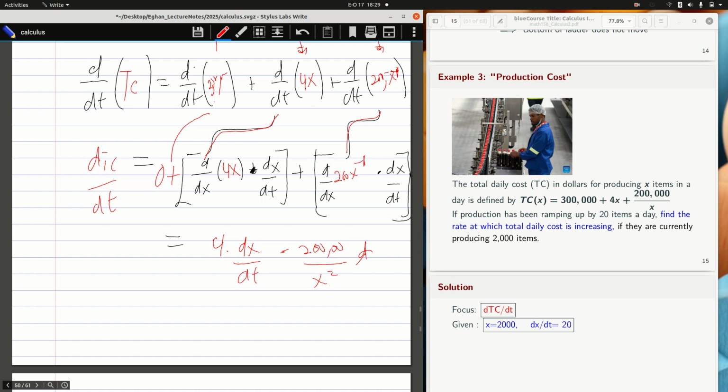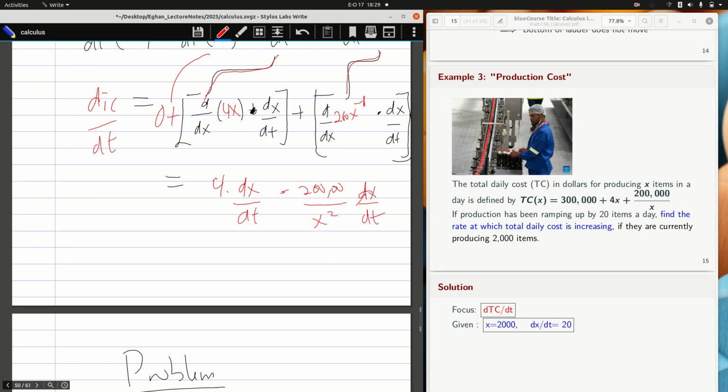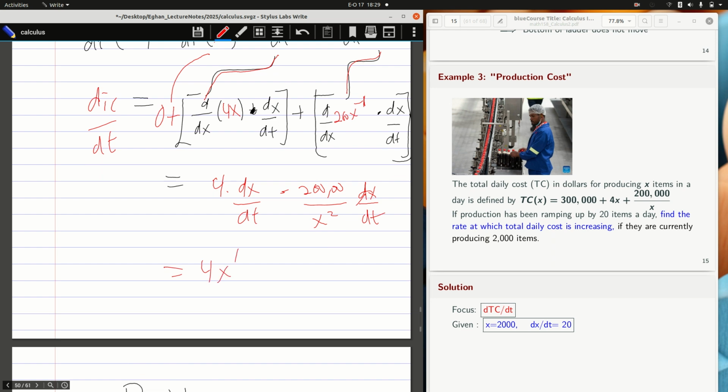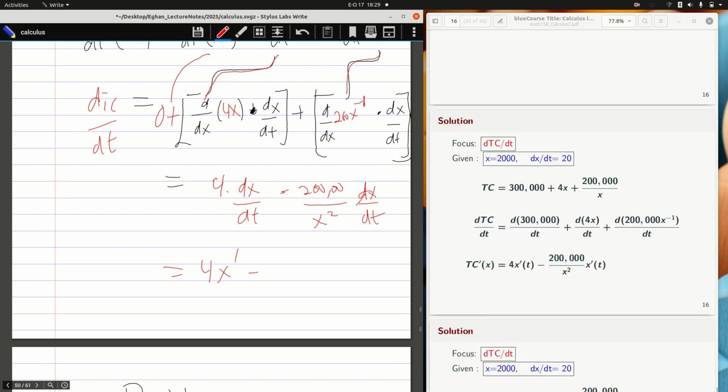I hope this is not cumbersome to follow. And so this is the same as 4x prime minus, let me just go through my solutions here with you. Yes, I'm correct. Minus 200,000 over x squared times x prime. And that is it.